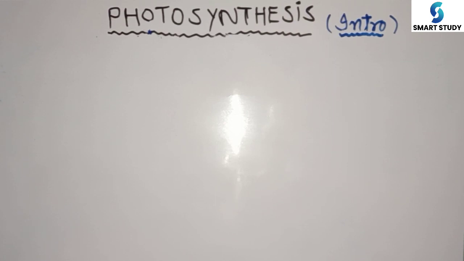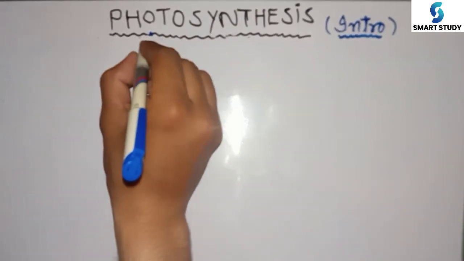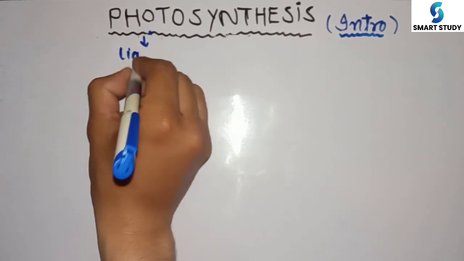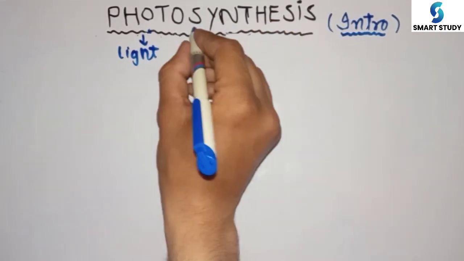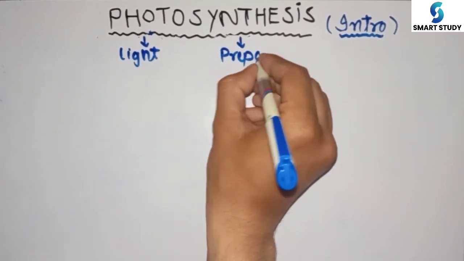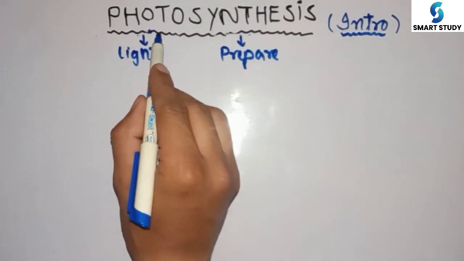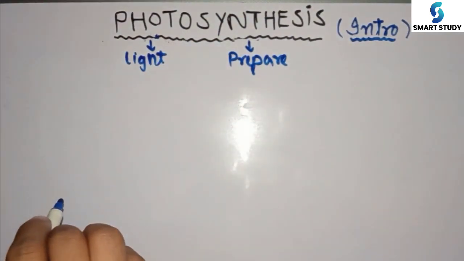In this series of lectures, we will be talking about photosynthesis, and this is the first lecture from photosynthesis, which is the introduction of photosynthesis. Photosynthesis is composed of two words. The first one is photo, which means light, and the next one is synthesis, which means to prepare. It means preparation of food by the help of light.